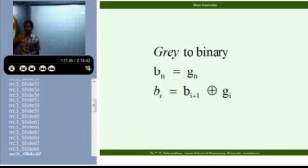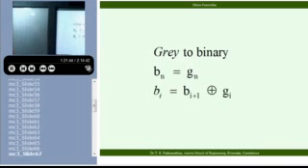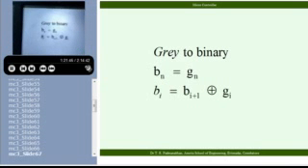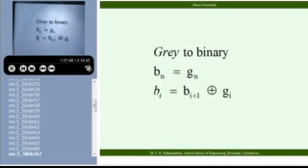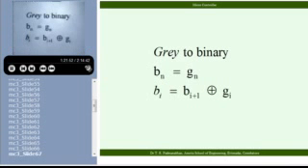Other bits will change. Now the relation connecting binary and gray is: the ith binary bit is equal to the (i+1)th binary bit XORed with the ith gray bit. So this gives the conversion from gray to binary. Please check that table. This gives a conversion from gray to binary.